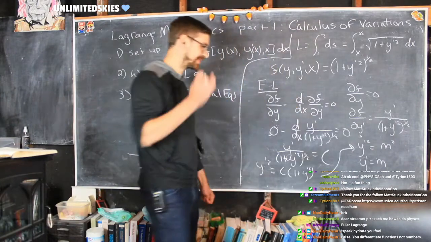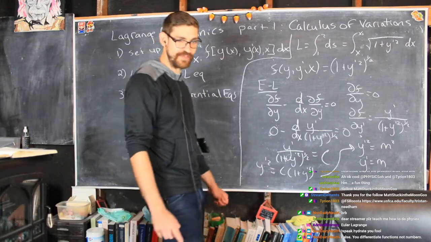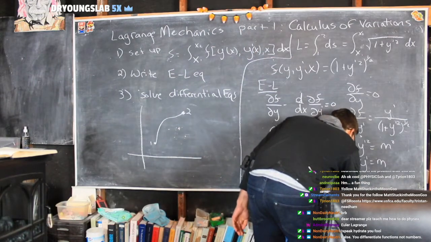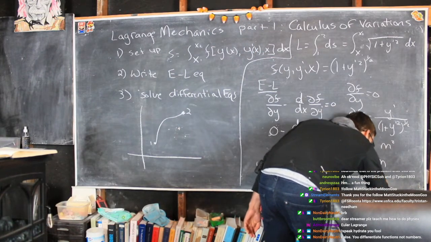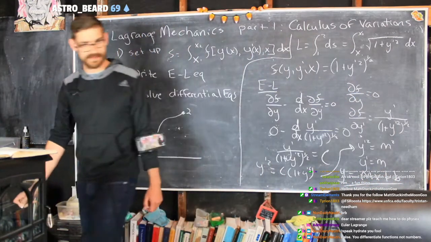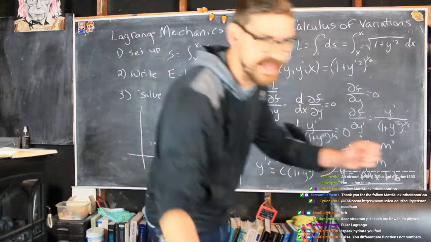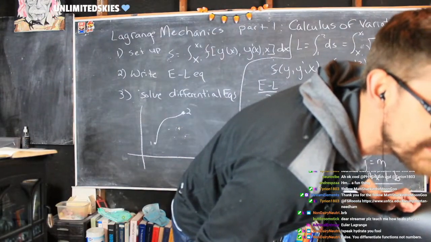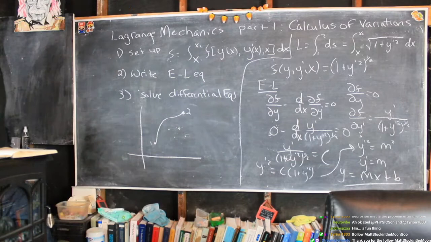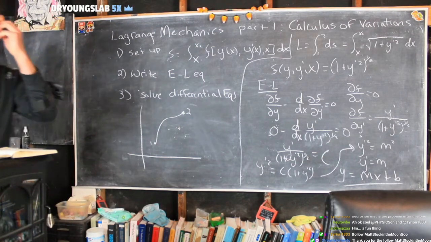So if y prime is the derivative with respect to x, can we integrate it to get to y? Of course we can. And we find that y is equal to mx plus b. Is chat in the way? Chat, you're right in the way. y equals mx plus b.